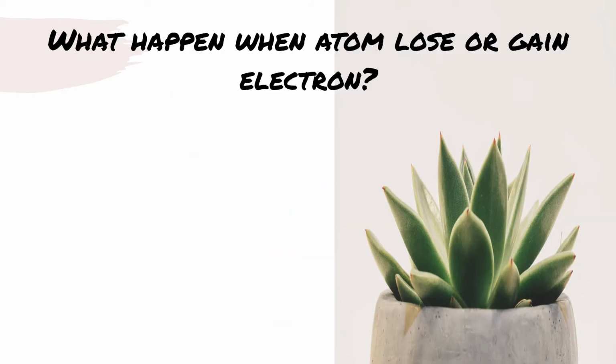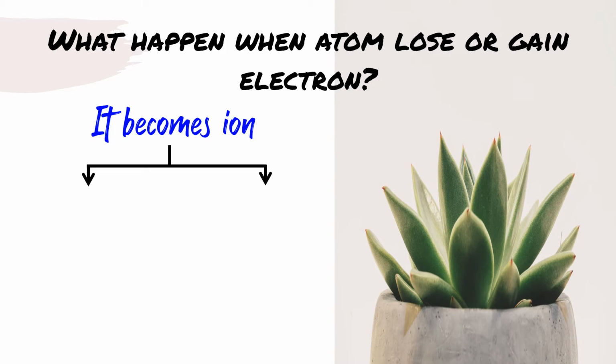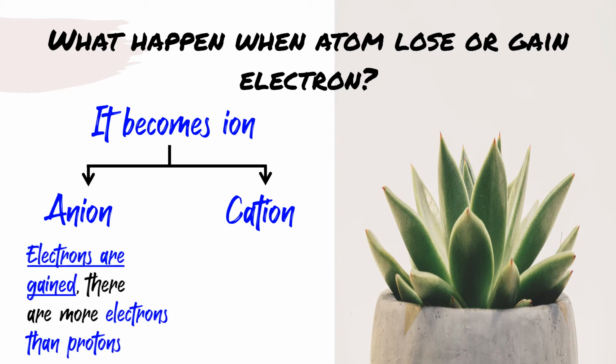What happens when an atom loses or gains electrons? Yes, it becomes an ion. Ions have two types, anion or cation. When electrons are gained by an atom, an anion is formed. By gaining electrons, there will be more electrons than protons. Therefore, an anion is a negatively charged ion.